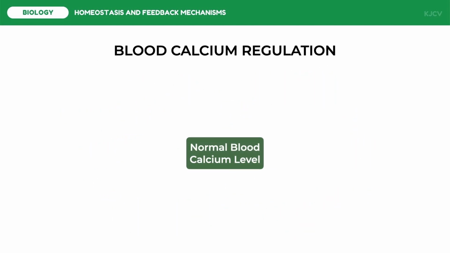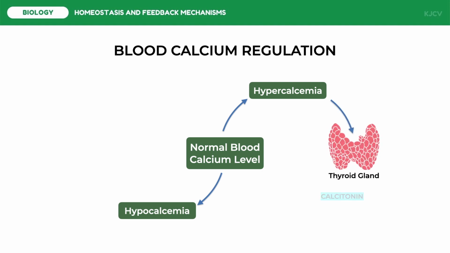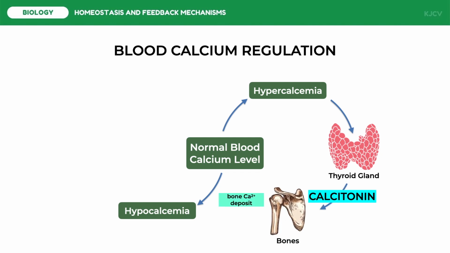In blood calcium regulation, the stimuli will be the changes in the blood calcium levels. An individual may have a high blood calcium level or hypercalcemia, or a low blood calcium level or hypocalcemia. For hypercalcemia, peripheral receptors will send the information to the processing centers in the brain. The brain will then instruct the thyroid gland to release calcitonin. The thyroid gland will be the effector because it will be the one to correct the deviation by releasing calcitonin.